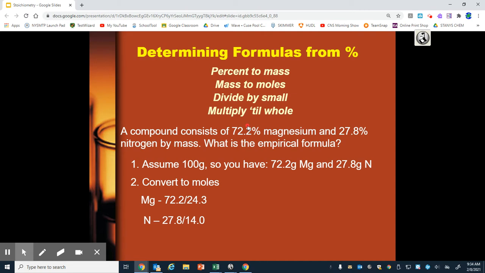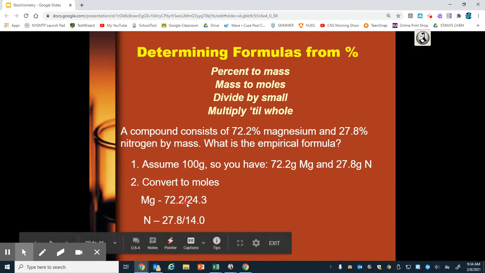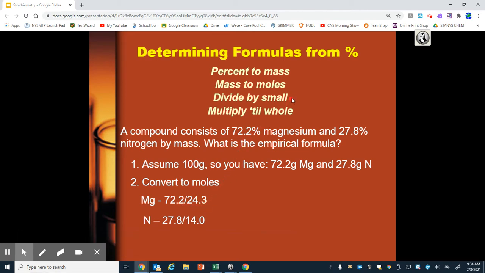All right, so you go 72.2 divided by 24.3. And rounding becomes critical. Realistically, it should be sig figs, but since these numbers have 3 digits, round your answer to 3 digits. Remember, 0.001 is only 1 digit, even though it has 4 things you wrote down. Zeros in front of the number never count. That's when you get into trouble with sig figs usually. But in this case, when you round to 3 digits, you get 2.97 moles. And you're not going to necessarily get whole numbers, and that's okay. And then 27.8 divided by 14 is 1.99 moles.